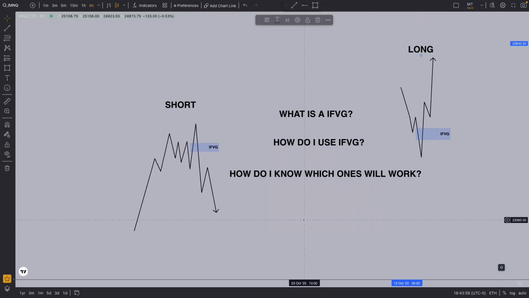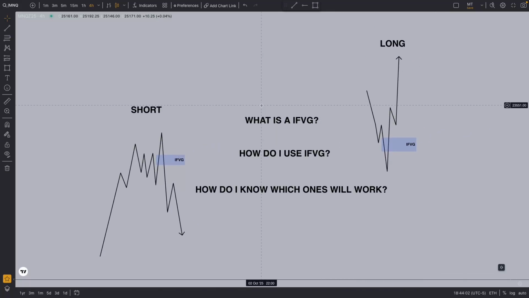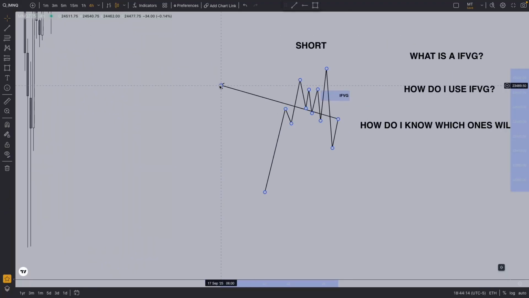Now, what is an inverse fair value gap? An inverse fair value gap is essentially just a fair value gap that gets ran through the opposite direction, if that makes sense. So let me show you guys an example here.